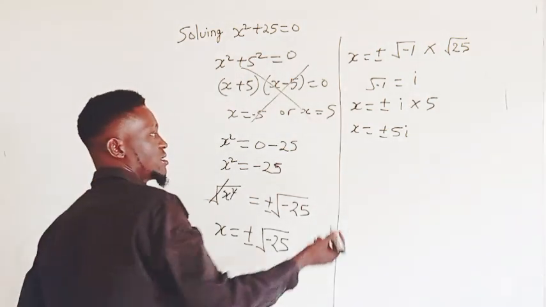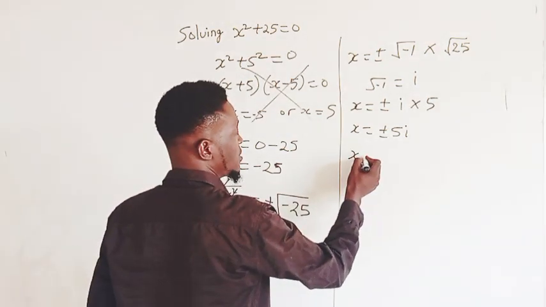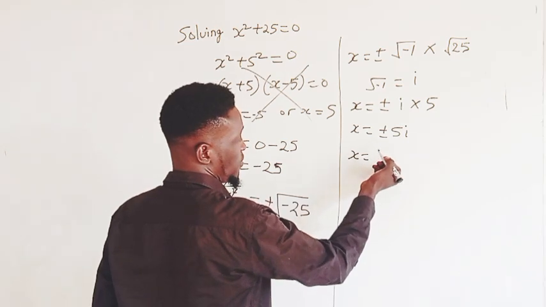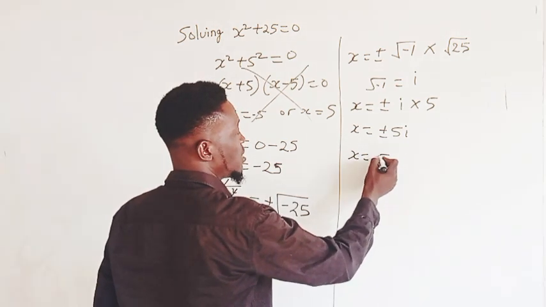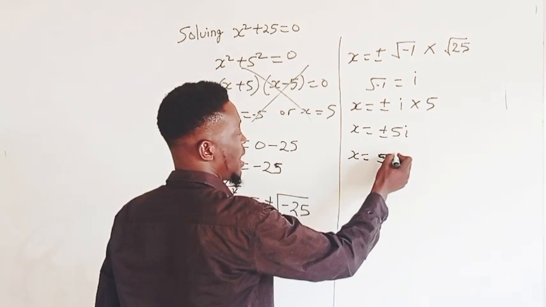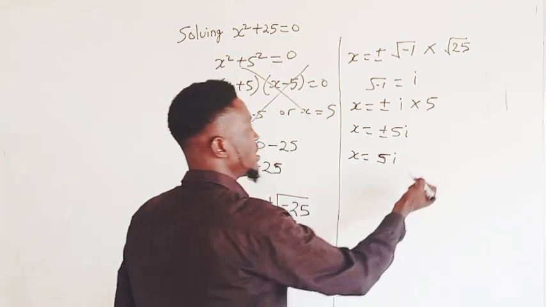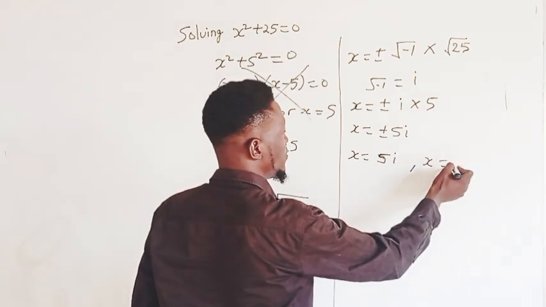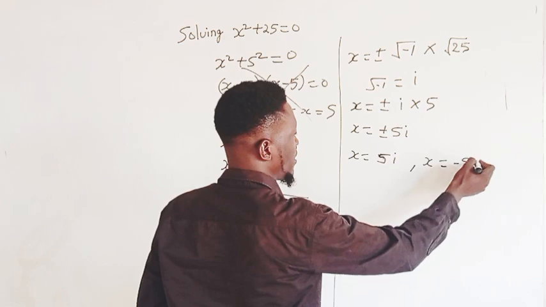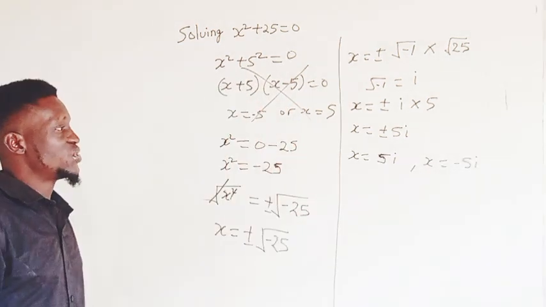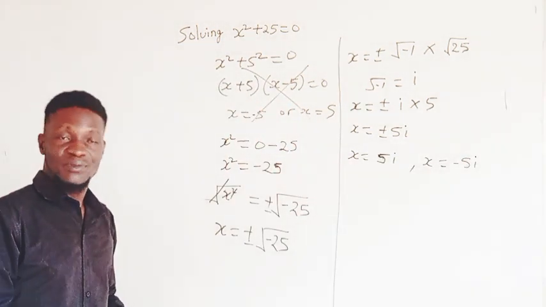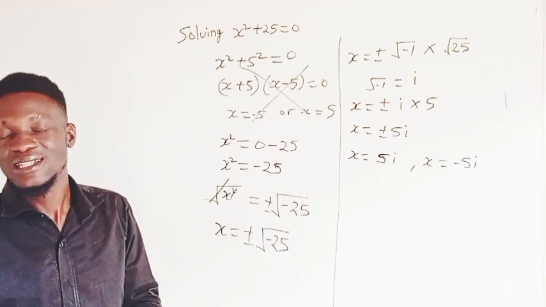It can be written as x is equal to, if you consider the positive sign, 5i, and if you also consider the negative sign, I'm going to have negative 5i. So understanding the basic concept of complex numbers is essential.